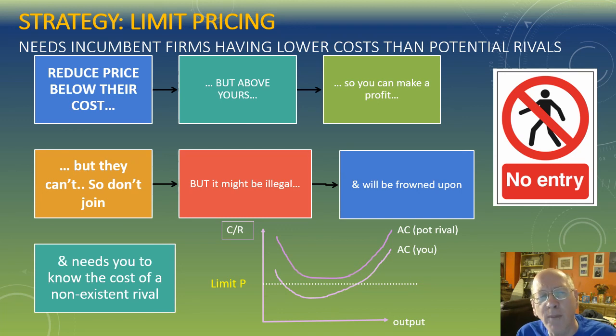And of course, the big thing is you need to know the costs of a rival who isn't even there yet, a potential rival. And that's going to be quite tricky. So if you're in a college, you might just be able to guess the cost of a rival college, but not a new college that hasn't even set up yet. The diagram is the easiest one of all. You just draw two average cost curves, one for the potential rival sitting above yours, and you throw in the limit price, which is between the two of them. And that's it on pricing.